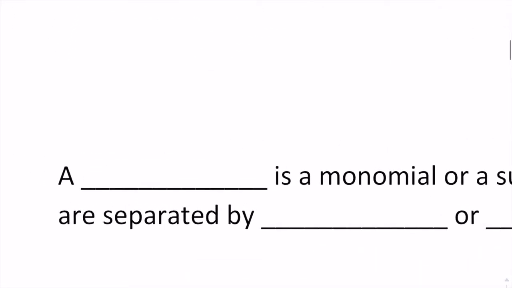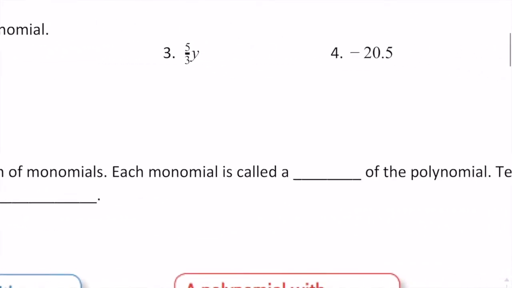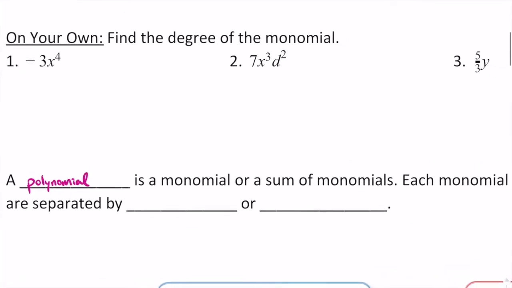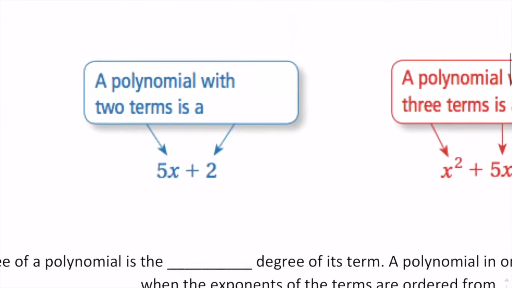So next thing we're going to talk about is a polynomial. So a polynomial is a monomial or a sum of monomials. Each monomial is called a term of the polynomial. Terms are separated by addition or subtraction. So a polynomial is made up of several monomials.